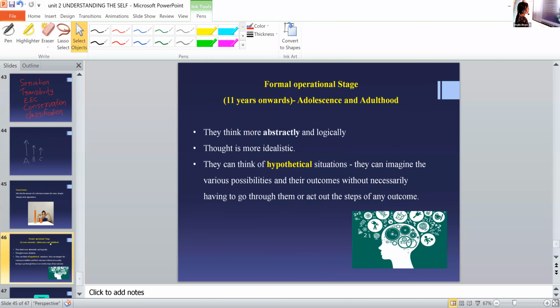Then the last stage is the formal operational stage. The last stage of Piaget's cognitive development is the formal operational stage. It is the fourth stage, and this stage begins at approximately 11 years of age.